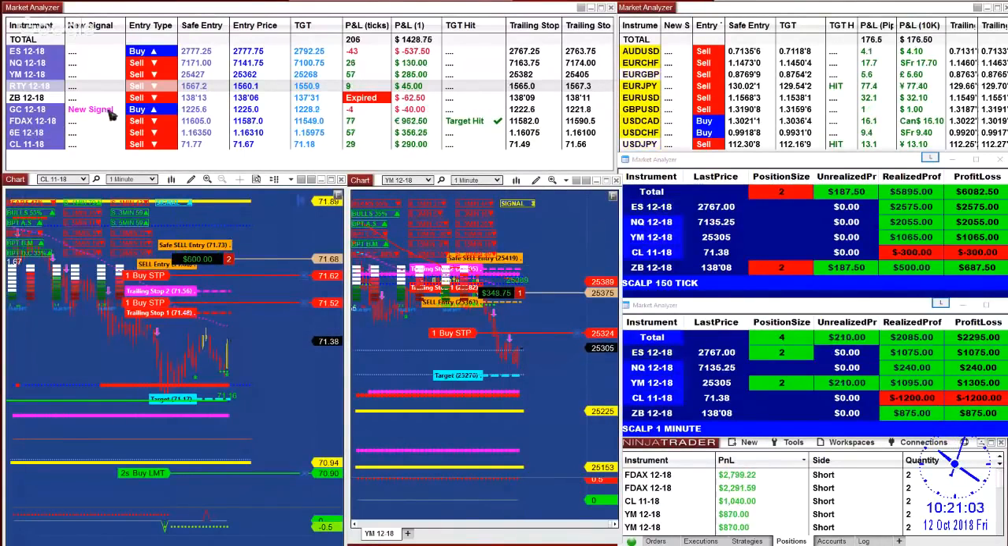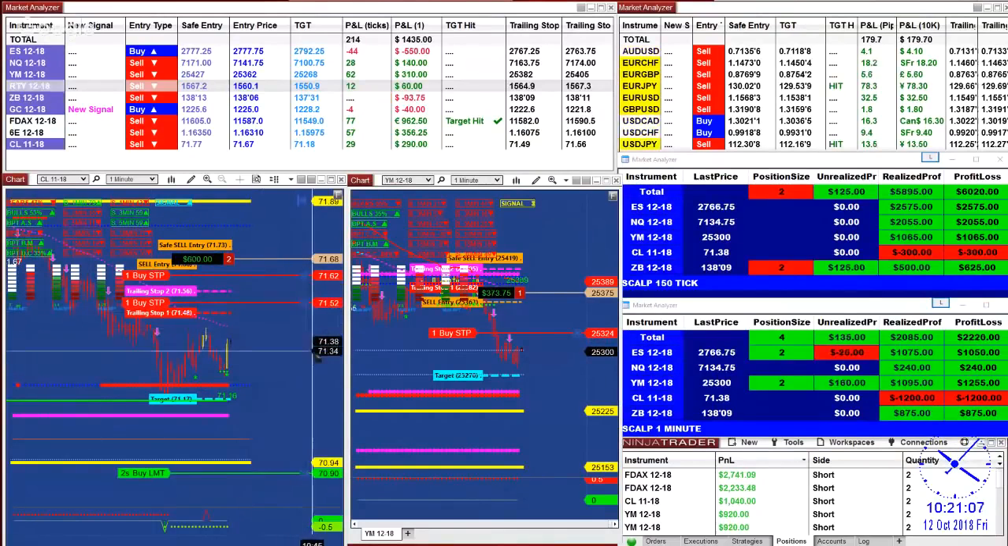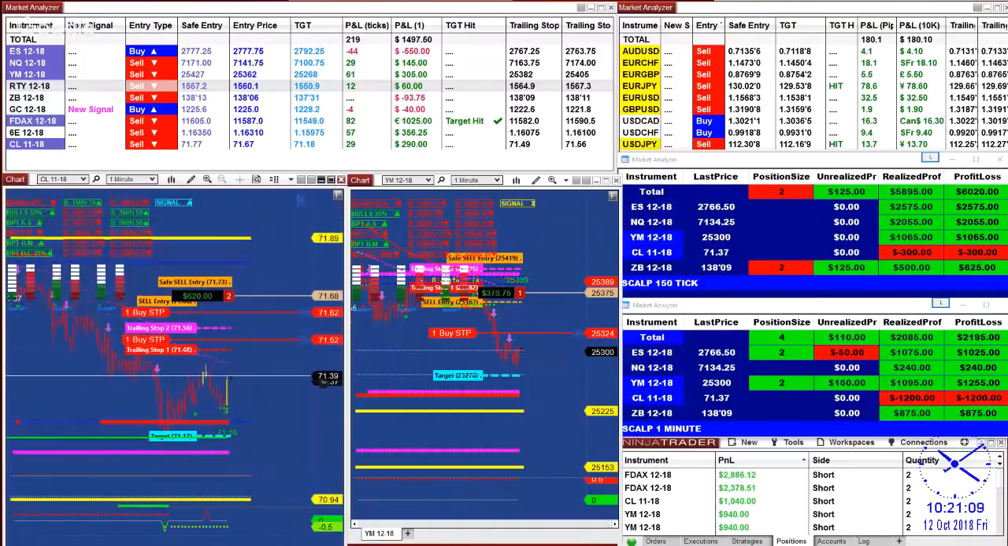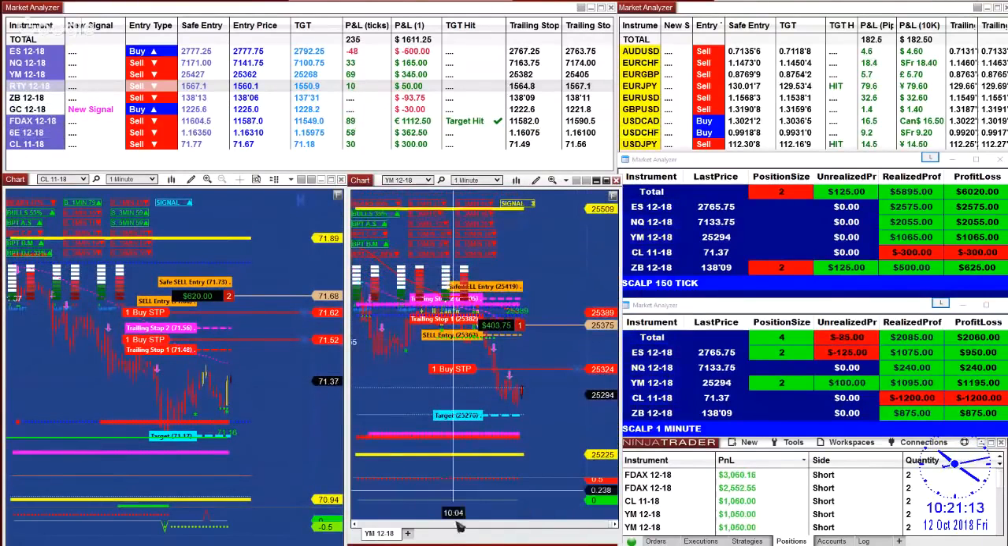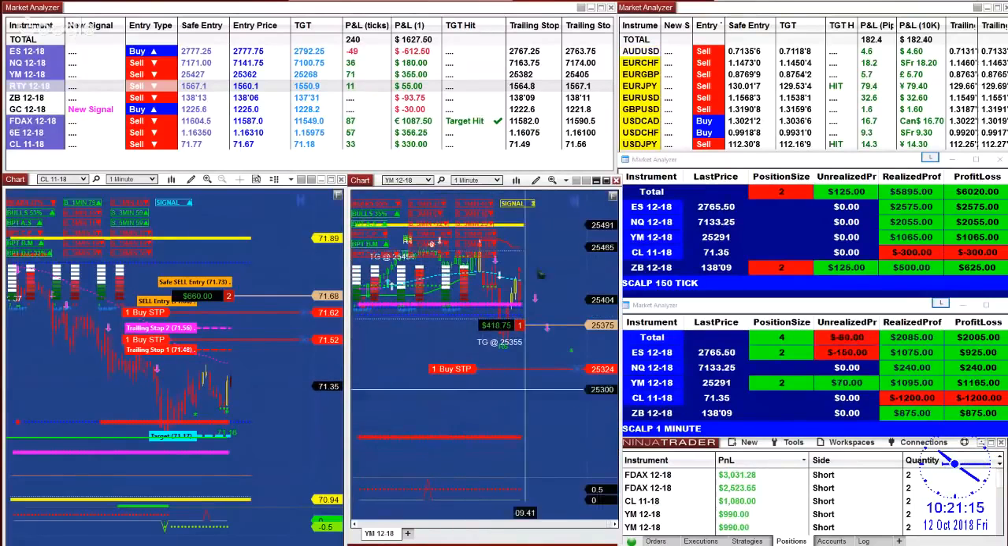We have a new signal again on the gold. It's playing yo-yo with us. The gold. The CL is over, folks. The CL is over. If you are in a CL trade, you need to start looking for an exit.